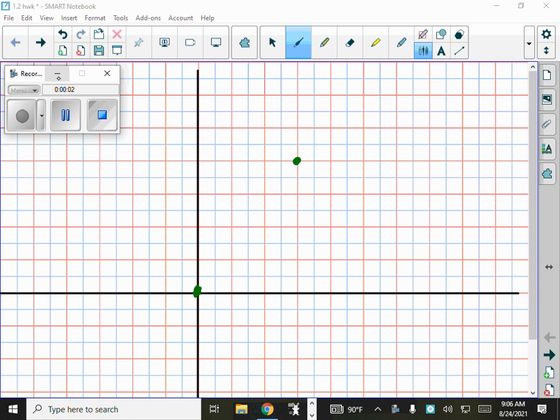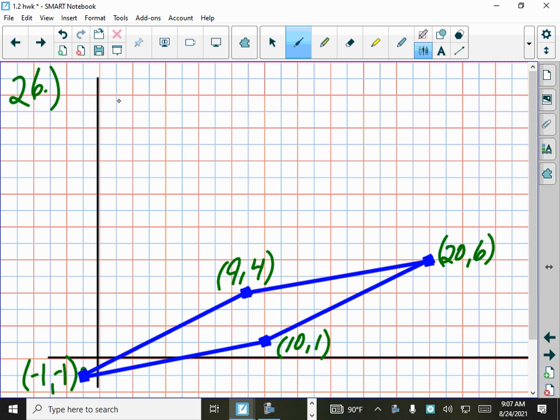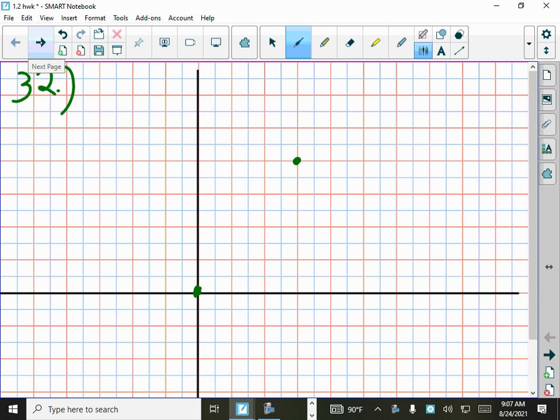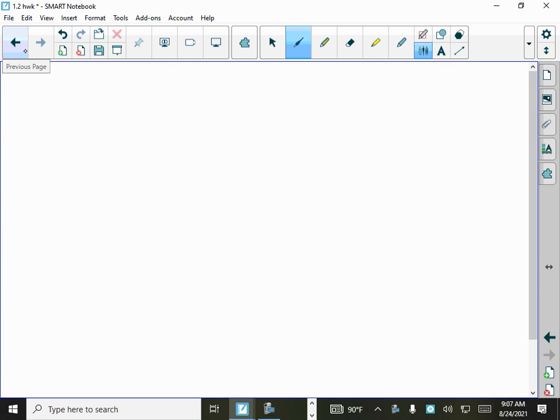So let's spend some time going through 1.2 homework. I think that's really all that I have. I knew that I was going to need graph paper for 32 and 26, so that's why I did that. But I'll come back to those. So they're just there. I have graph paper.